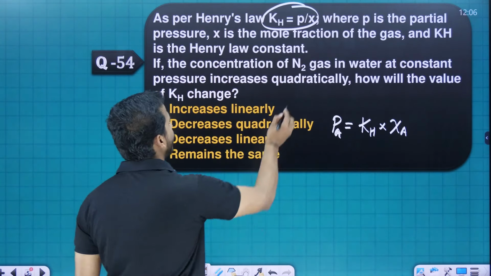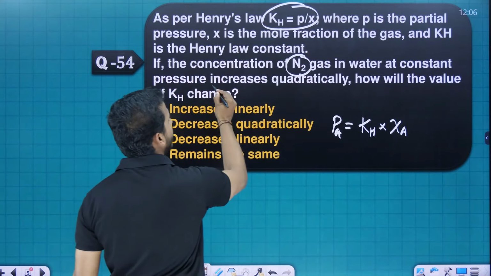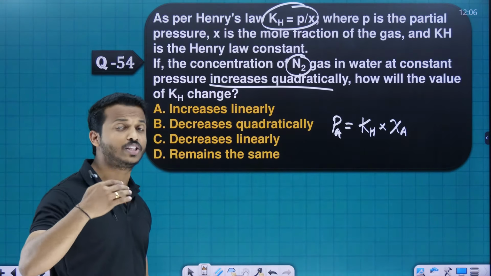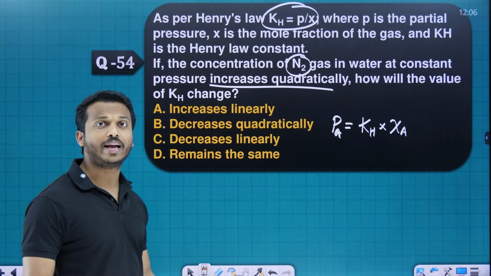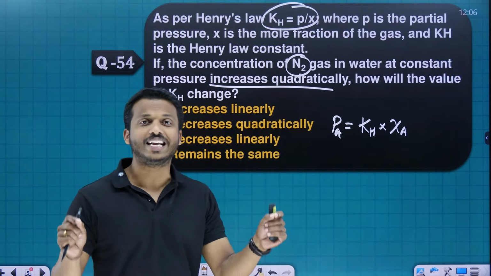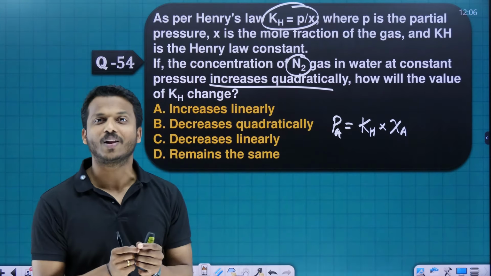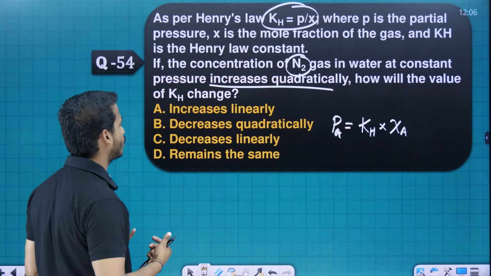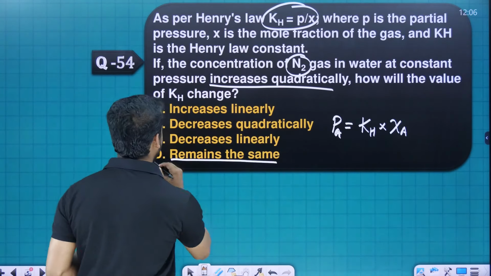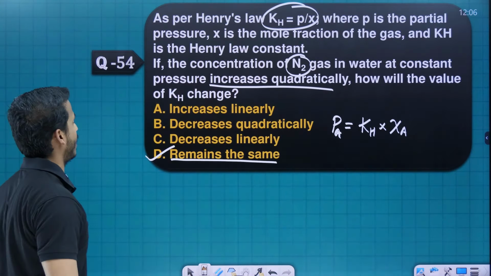If the concentration of N2 gas in water at a constant pressure increases quadratically, that is, they are changing the concentration of nitrogen, how will the value of KH change? Dear all, KH is a constant for a particular gas. It does not change if you change the concentration of the gas. So it remains the same. KH, Henry's constant, remains constant for a gas.